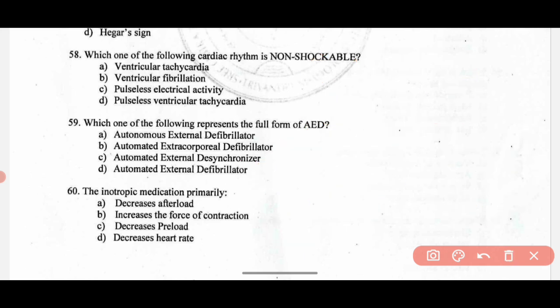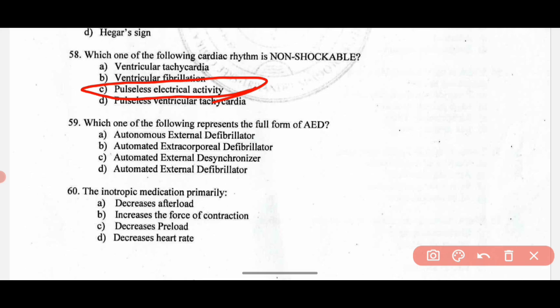Four options are given in question number 58: ventricular tachycardia, ventricular fibrillation, pulseless electrical activity and pulseless ventricular tachycardia. Non-shockable rhythm means the right answer is option C, pulseless electrical activity. For the other things, ventricular fibrillation, ventricular tachycardia, and pulseless ventricular tachycardia, we can give the shock.